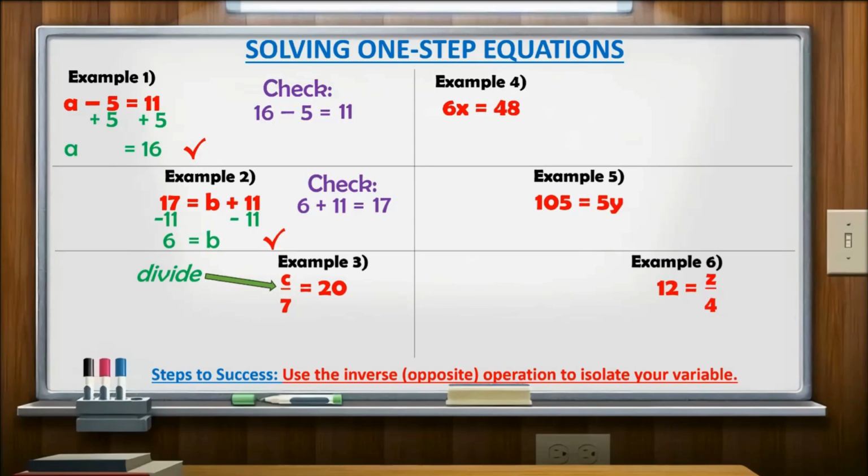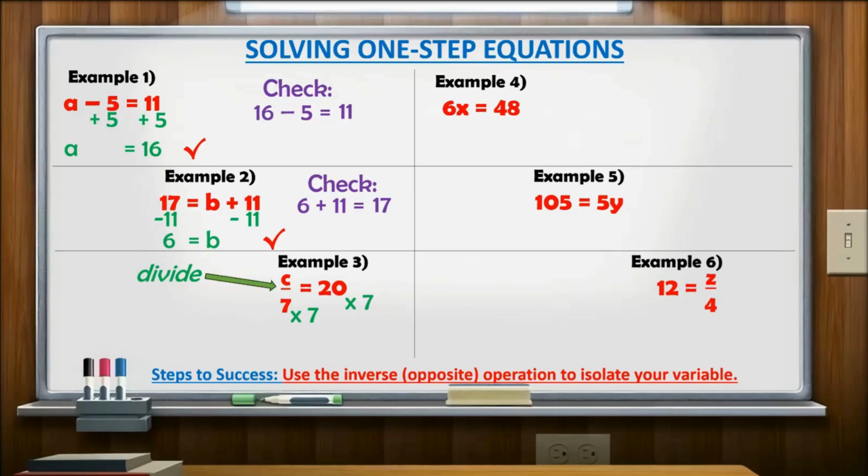So again, using my steps to success, I want to do the inverse operation to isolate my variable. And I'm going to do this by doing the inverse of dividing by 7, which is to multiply by 7. This will allow me to cancel out the 7s in order to get my c on its own. But in order to balance out the equation, again, you must remember whatever you do to one side, you do to the other. So I will also multiply 20 by 7. Now I have done what is needed to isolate my variable. Let's lay this equation out so I can clearly see what the value of c is.